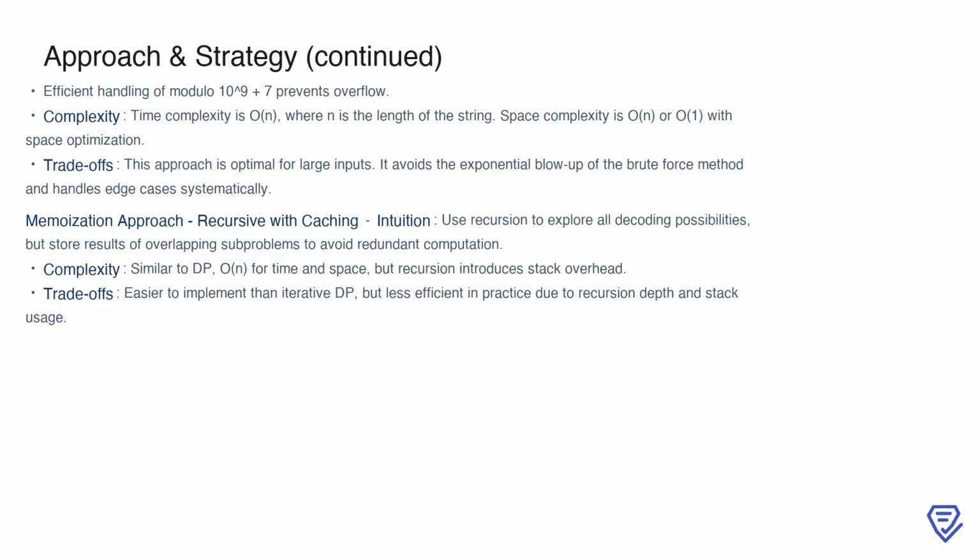Another viable approach is memoization, which uses recursion combined with caching to explore all decoding possibilities. By storing the results of overlapping subproblems, we avoid redundant calculations. This approach has similar complexity to dynamic programming, with O(n) time and space. However, recursion introduces stack overhead, which can be a drawback for very deep recursion levels. While easier to implement than iterative dynamic programming, memoization tends to be less efficient in practice due to this overhead. Both methods improve upon brute force, but dynamic programming is typically preferred for its balance of efficiency, scalability, and clarity.